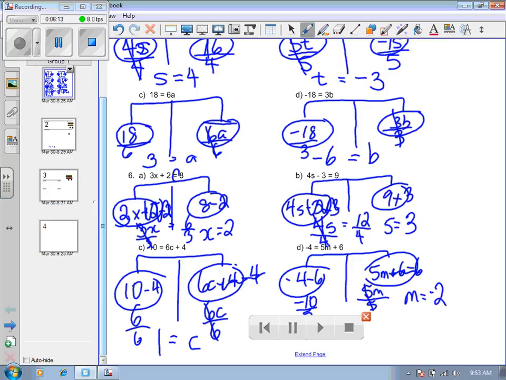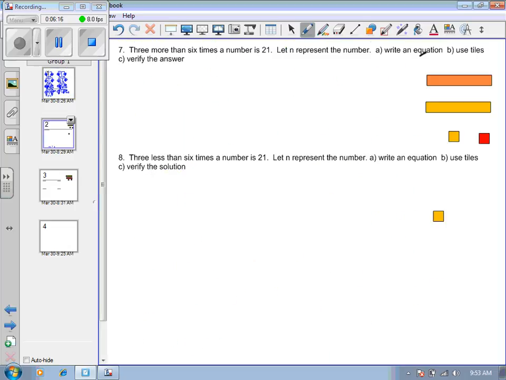Okay, next page. 3 more than 6 times a number is 21. They want you to make an equation out of that. Whenever you see the word is, that means equals. Good job. How do I write down 6 times a number?